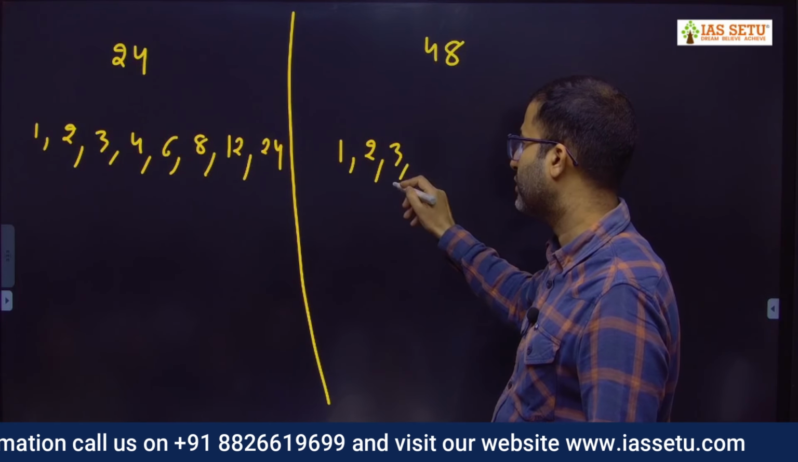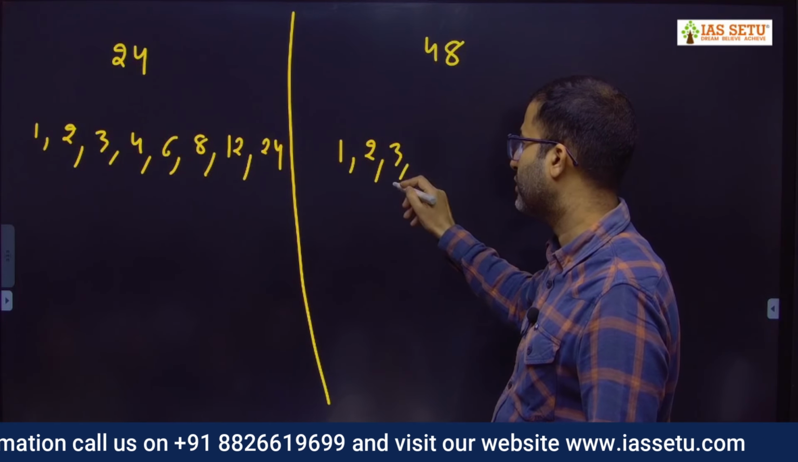Similarly here between 8 and 12, no need to waste your time whether 24 is divisible by 9, 10, 11. Here you will not get any factor. Why? Because there will not be a corresponding pair. Now next 4. 4 make pair with 6.